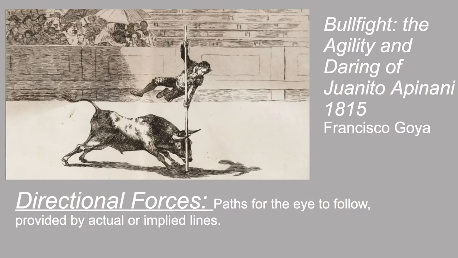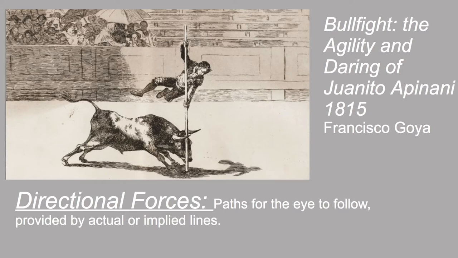This is also an artwork that shows a very strong example of directional forces. Directional forces are paths for the eyes to follow, provided by natural or implied lines. What this means is that there are motions in this artwork, and there are directions that these motions draw our eyes to. You probably start from the left-hand side of the artwork. You're drawn in with the motion of the bull running from the left to the right. As you go from left to right, you end up with the shadow of the bullfighter, and the shadow then brings you up to where the bullfighter actually is.